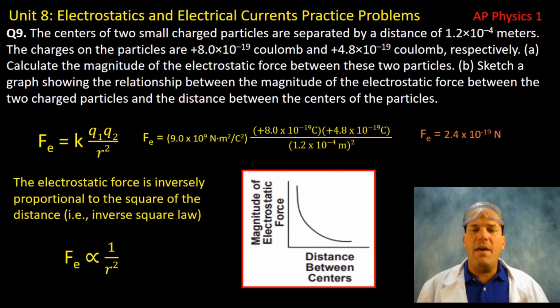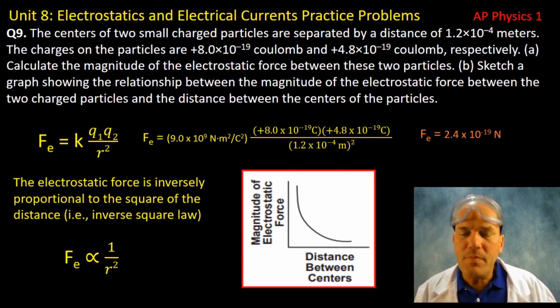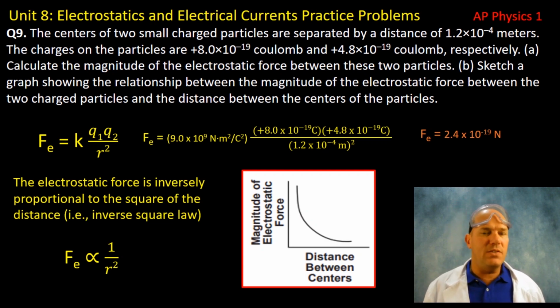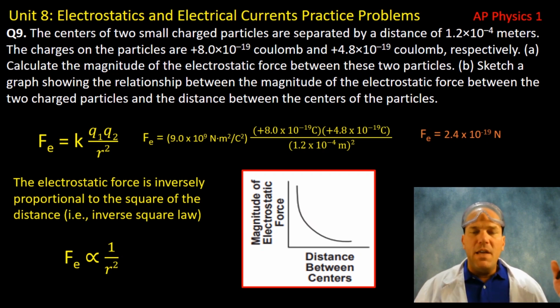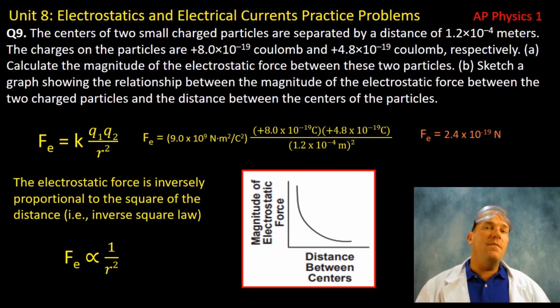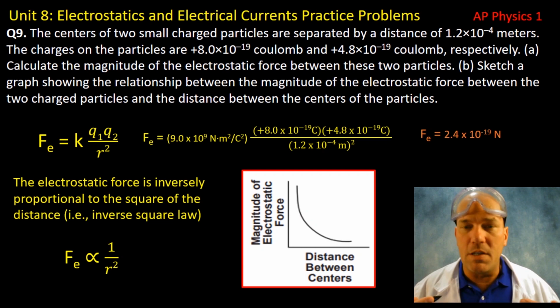Graphically, we have on the y-axis the magnitude of the electrostatic force. So we're not worried about the sign, just the magnitude of the electrostatic force on this particular graph. And then we have the distance between the centers of them. If we graph this, this graph is indicative of an inverse relationship, and in this case, an inverse squared relationship.